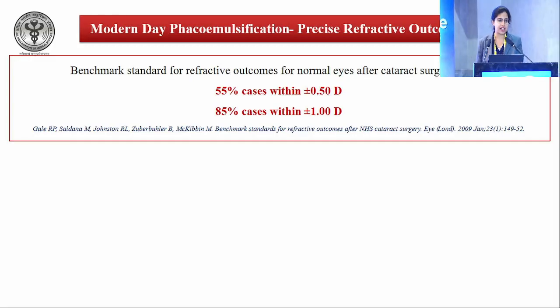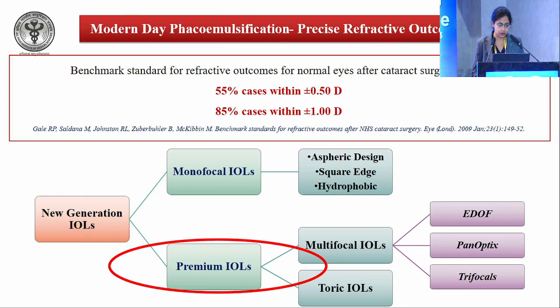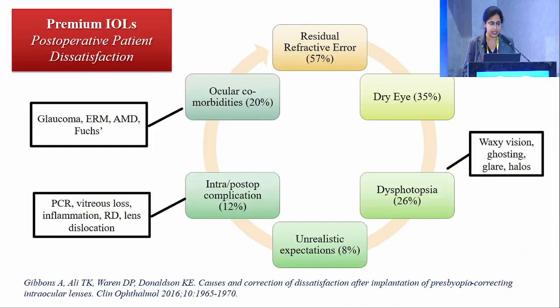So the benchmark standard for refractive outcomes for normal eyes after cataract surgery has been that 55% of cases should be within plus minus 0.5 diopter. With increasing IOL technology and enhanced biometry techniques, this no longer holds true. In fact, 80% of cases are within plus minus 0.5 diopters, and now the focus is shifting from precise visual acuity to optimal visual quality as well.